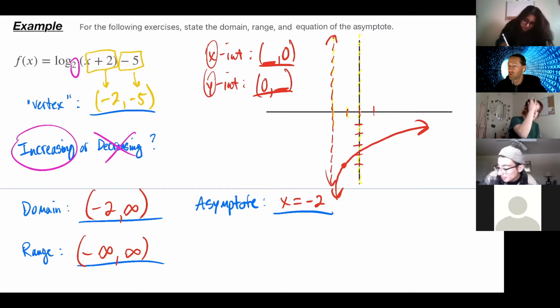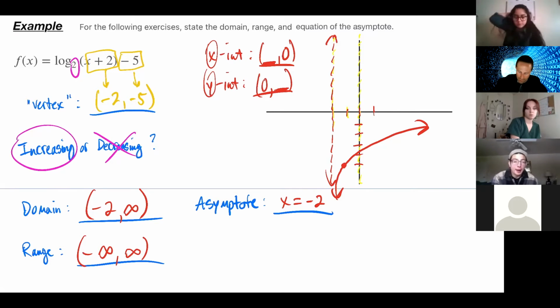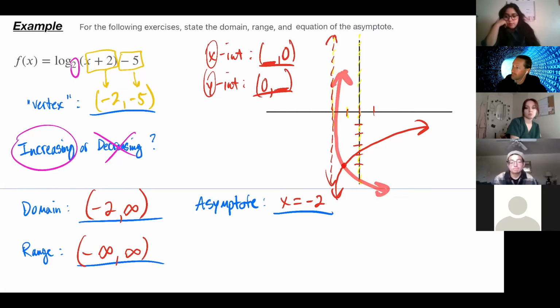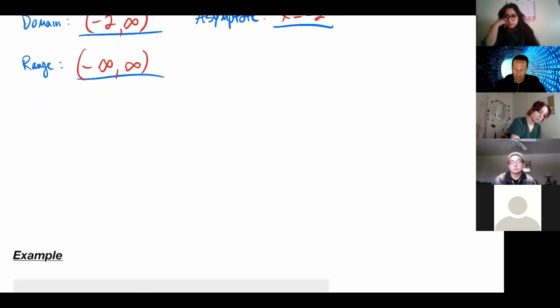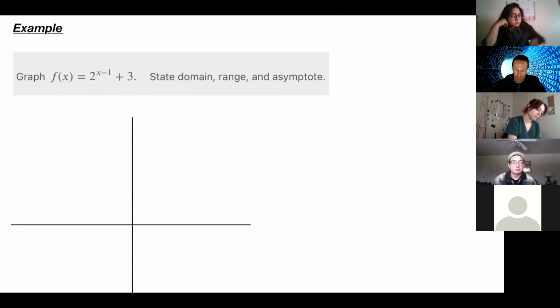The only thing that they could throw on here to make it a little bit more challenging is a negative, which would then flip it. And instead of being an increasing graph, it would become a what? Decreasing. That's right. That's all I got for you guys. Hopefully that was enough. All right. If you guys wanted to do another one, you could, but I think you guys get it.